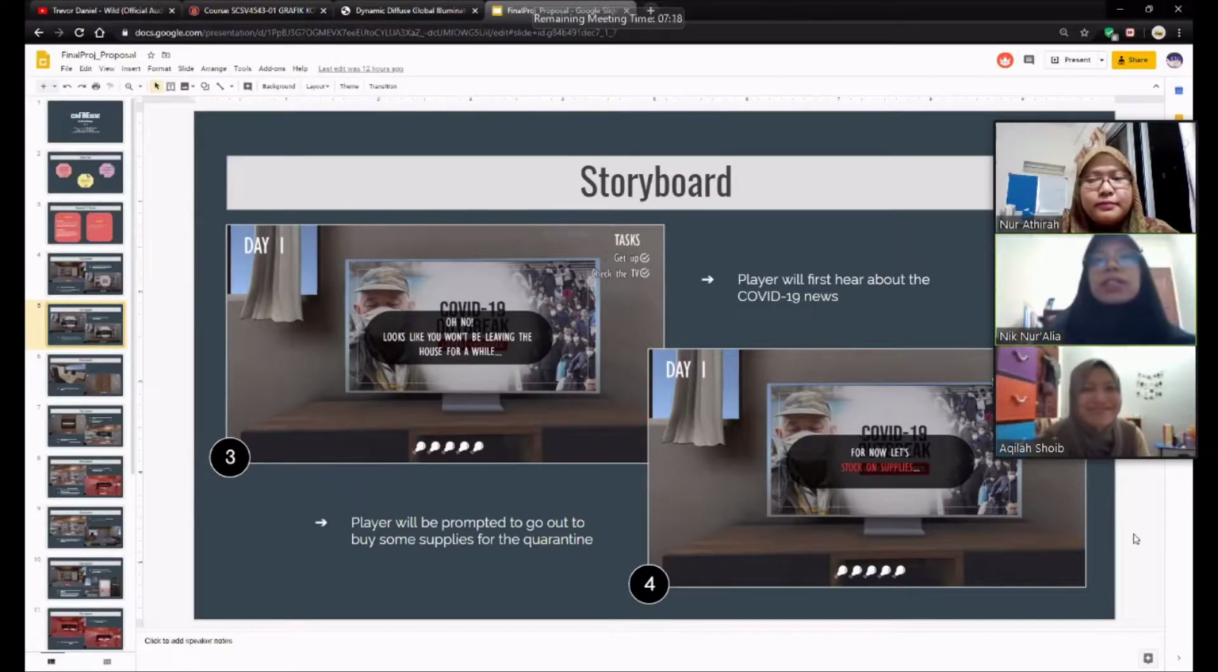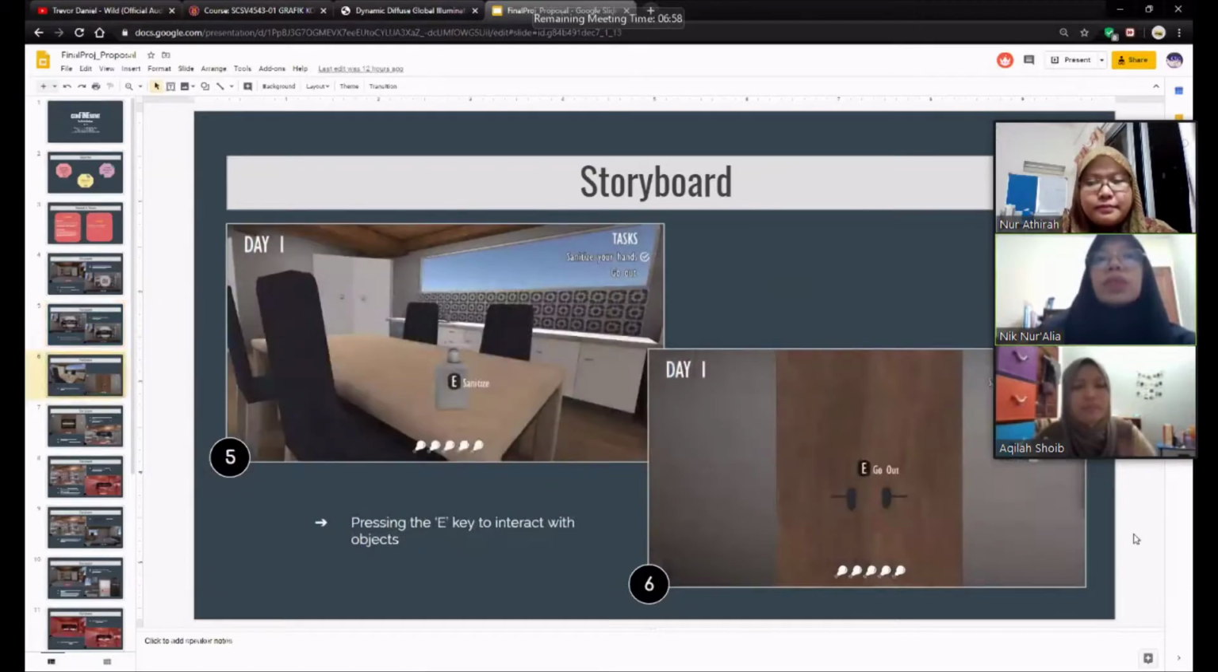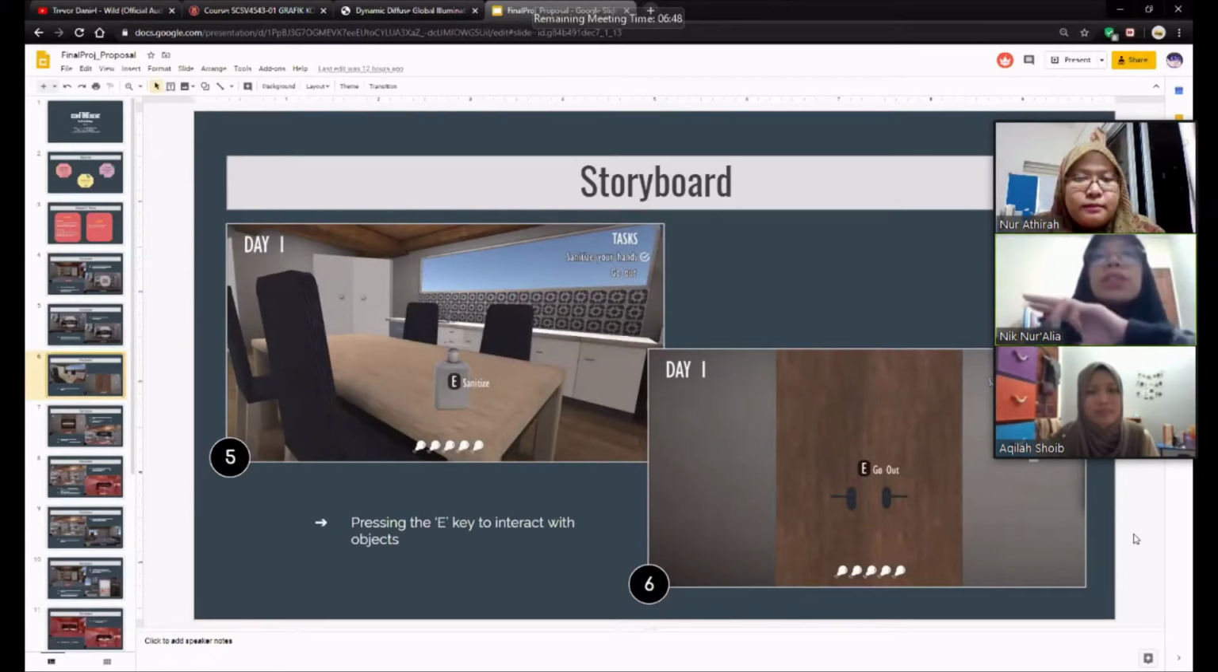Kemudian player akan diintroduce kepada macam short story lah. Lepas tu dia akan di TV, dia akan diceritakan pasal COVID outbreak, and the player akan dapat knowledge lah pasal apa yang terjadi dalam kehidupan. So player will be prompted to go out to buy some supplies for the quarantine, to stock up some supplies. So ni setiap action player akan diberi prompt untuk tekan E supaya boleh interact dengan objek tersebut.